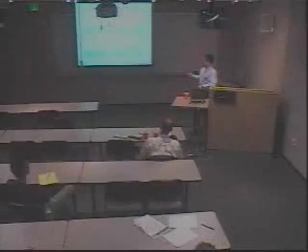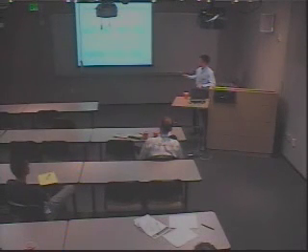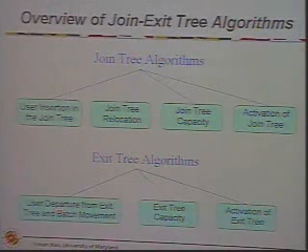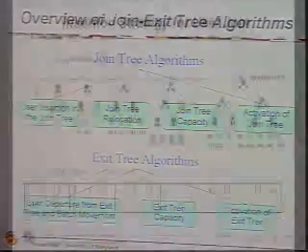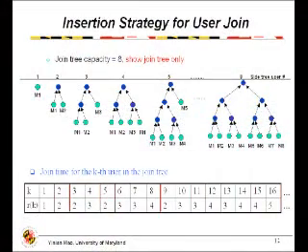Similarly, the exit tree consists of three parts. First is the user departure from the exit tree and batch movement. How do we move users from the main tree into the exit tree together? And under what condition do we move those users? And we need to determine the exit tree capacity and the activation condition of the exit tree.